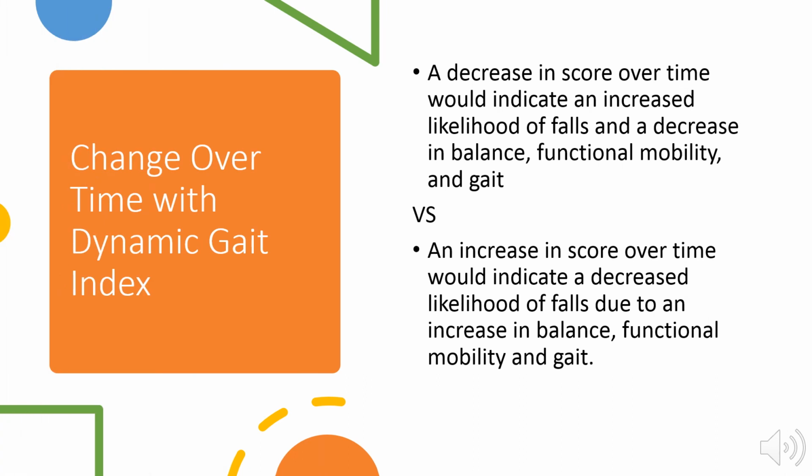As you perform this test with the patient later on in their treatment, we would hope that their score would increase. But if it decreases, that means that they would have an increased likelihood of falls and a decrease in balance, functional mobility, and gait. The increase that we're looking for would indicate a decreased likelihood of falls because we would have seen an increase in balance, functional mobility, and gait.